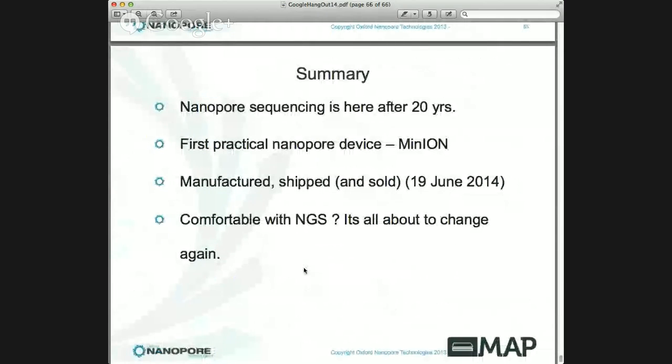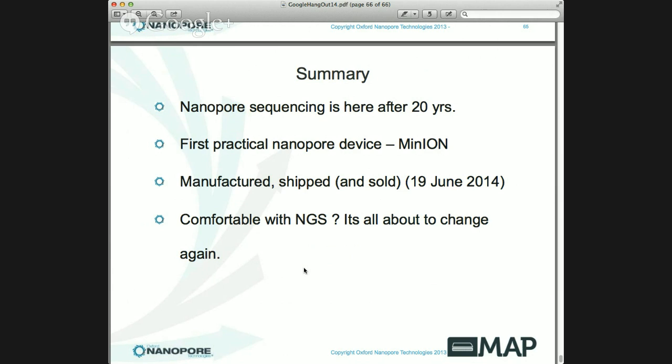Finish up. So nanopore sequencing is here after 20 years. I know we have haters and we have lovers, and in the middle is a huge swathe of silent majority who are just waiting to see how this pans out. The first practical nanopore device is MinION. It has been manufactured, shipped and sold at scale since June, and we're hammering out those bugs. There are field bugs, but I'm pretty confident we're making progress there.